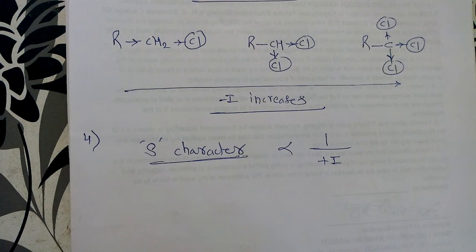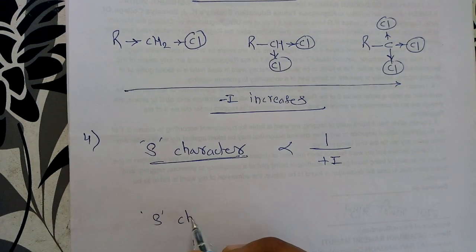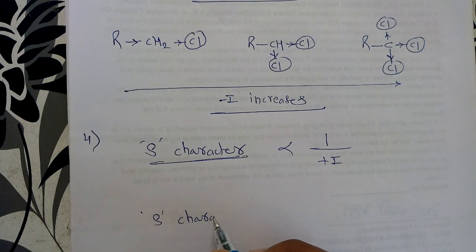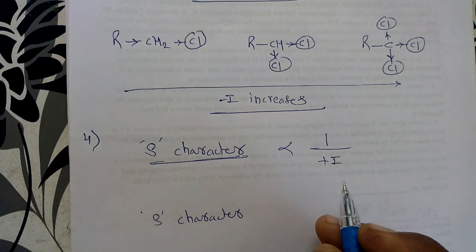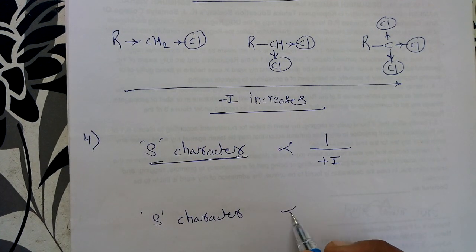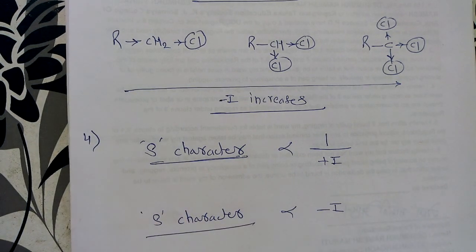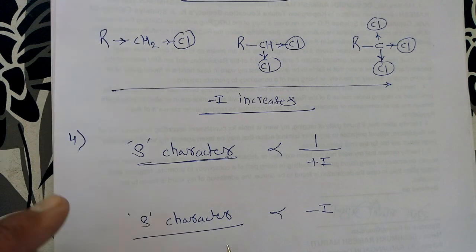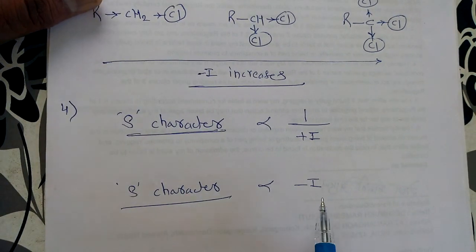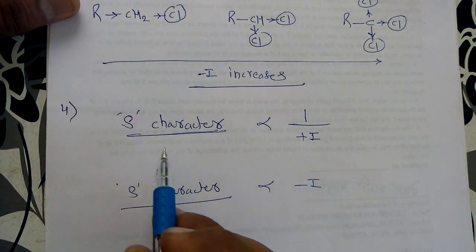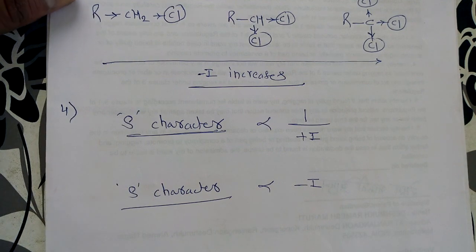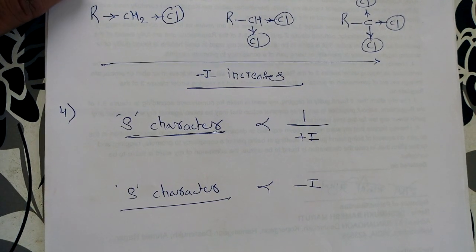On the other hand, if the S character is more, then what happens? It is directly proportional to the minus I inductive effect. So as the S character goes on increasing, its minus I inductive effect goes on increasing. So this is regarding the S character present in a given molecule.